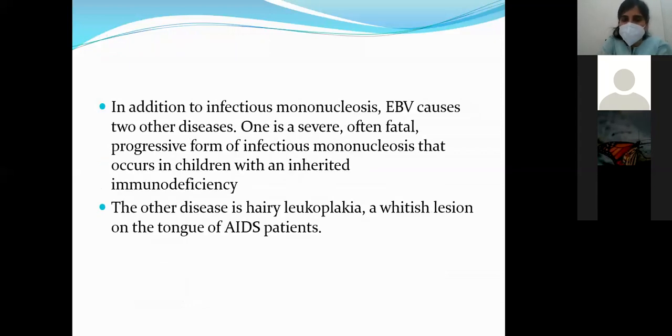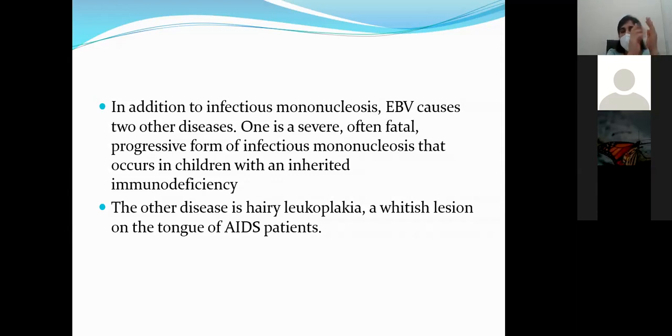In addition to infectious mononucleosis, Epstein-Barr virus causes two other diseases. One is a severe, often fatal, progressive form of infectious mononucleosis that occurs in children with an inherited immunodeficiency. The other disease is hairy leukoplakia, a viral lesion which is seen on the tongue of the AIDS patient.